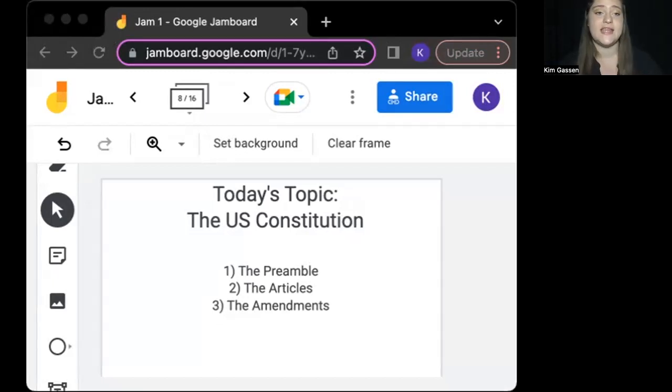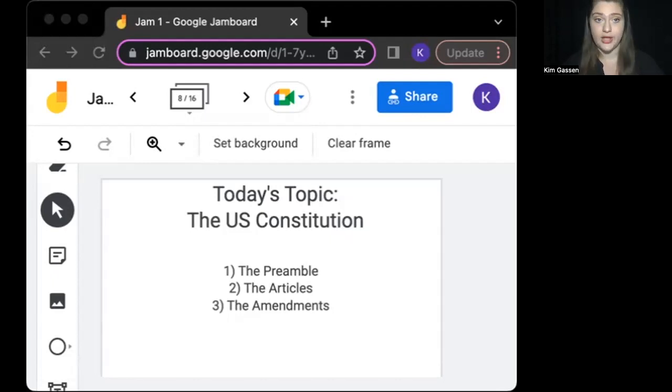All right, today we're going to talk about the different parts of the U.S. Constitution. Be sure to keep in the back of your mind the history of what came before the Constitution, the Articles of Confederation, as well as the different agreements that went into it before it was officially written. Okay, so the 3 different parts of the Constitution that we're going to be talking about today.